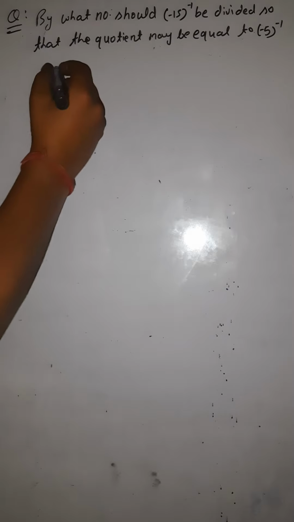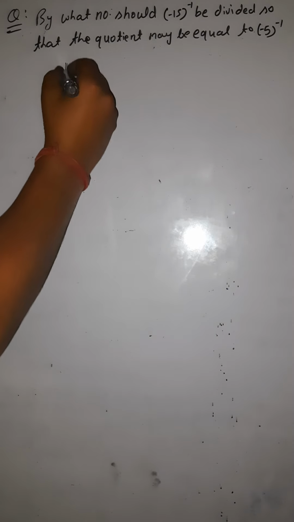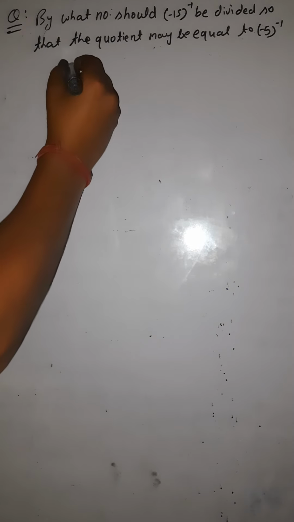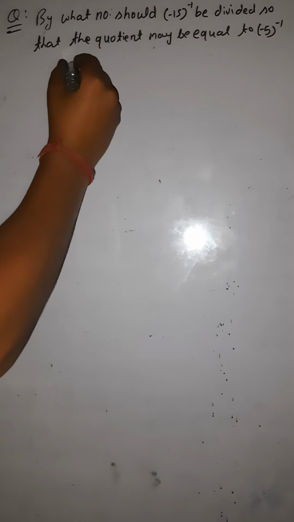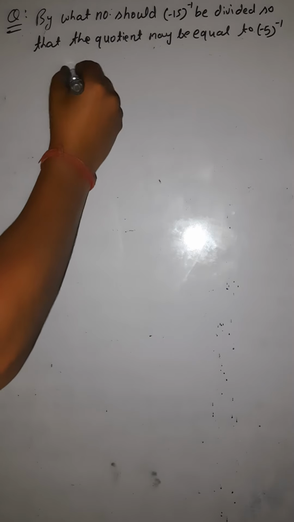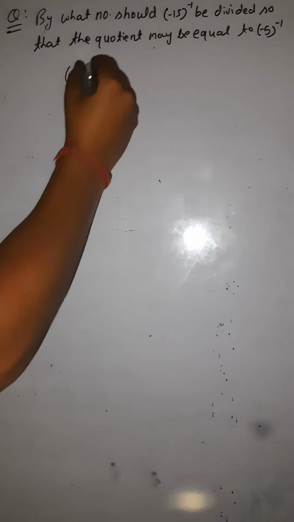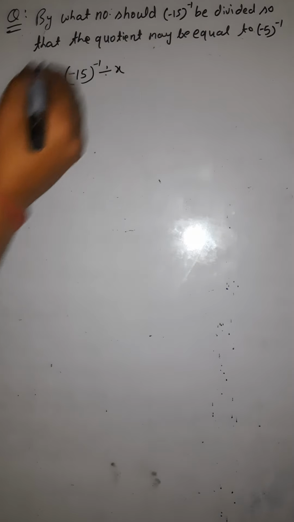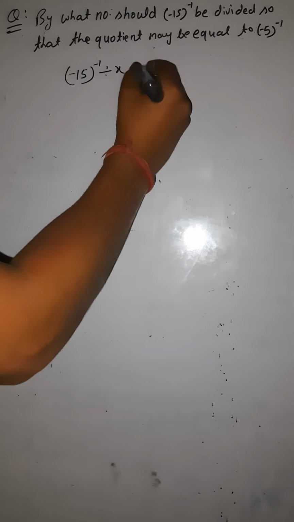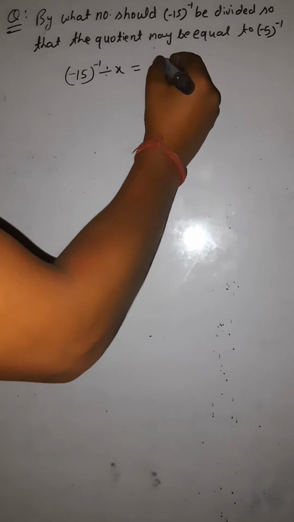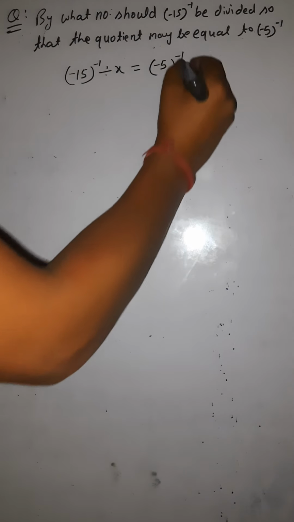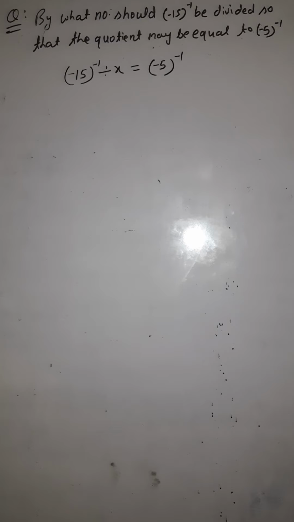Okay, so let's say I am dividing this (-15) raised to the power minus 1 by x. Let's say I am dividing this by x, and the quotient that I am getting is how much? (-5) raised to the power minus 1. So this is the quotient that I am getting here.